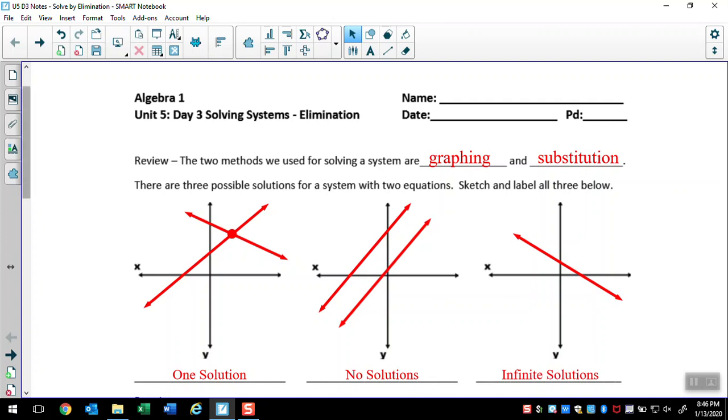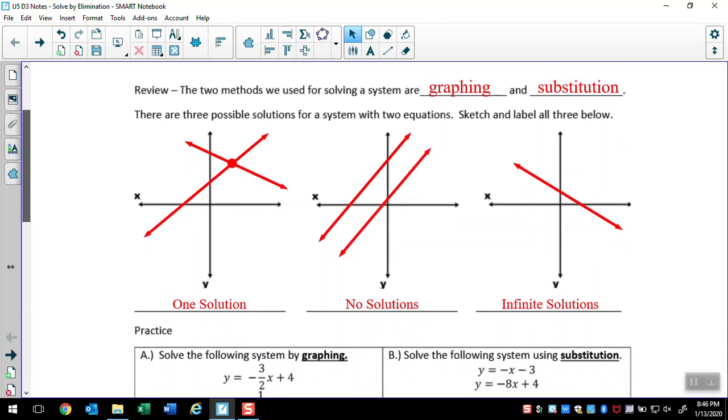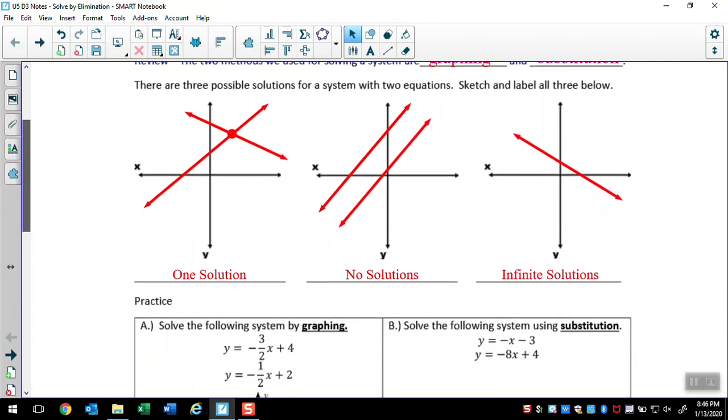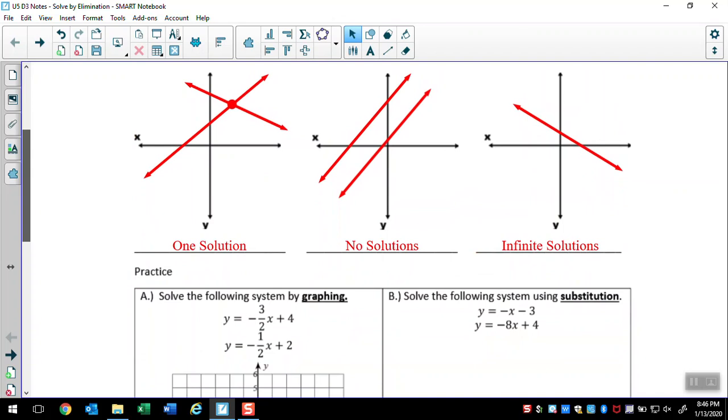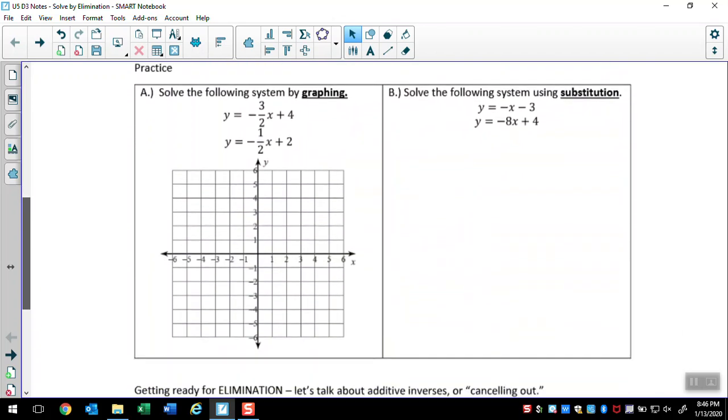We have talked a little bit in our previous notes about what they look like algebraically, and we'll touch more on that next class. All right, so now let's just do a little bit of practice here. Just a quick review. Okay? I want you just to complete these two problems on your own, just to review how to solve by graphing and how to solve by substitution. Okay. Go ahead and pause your video now.